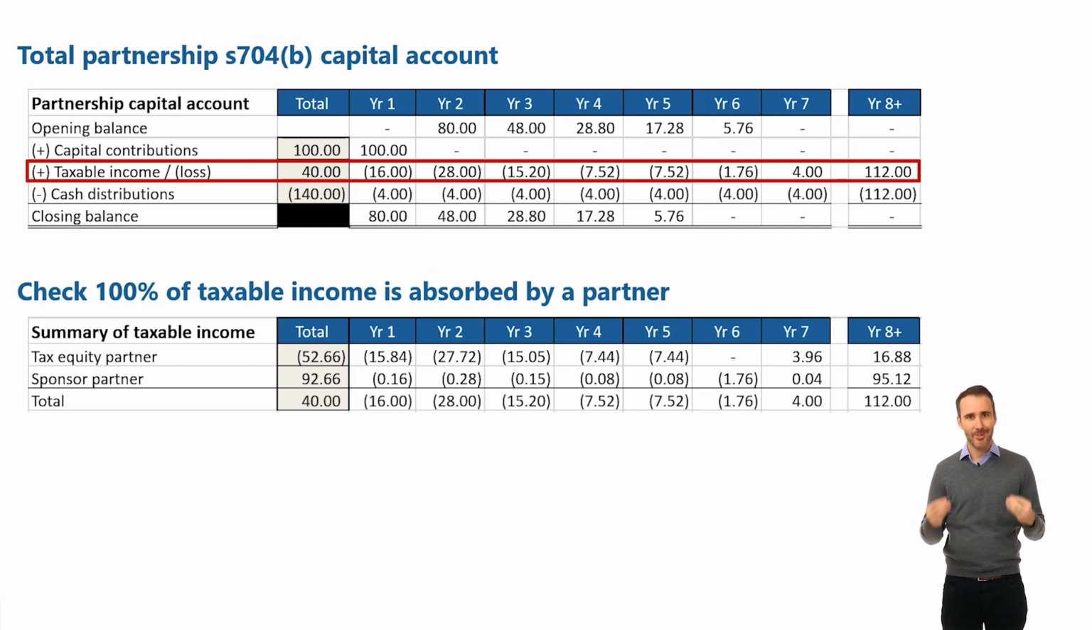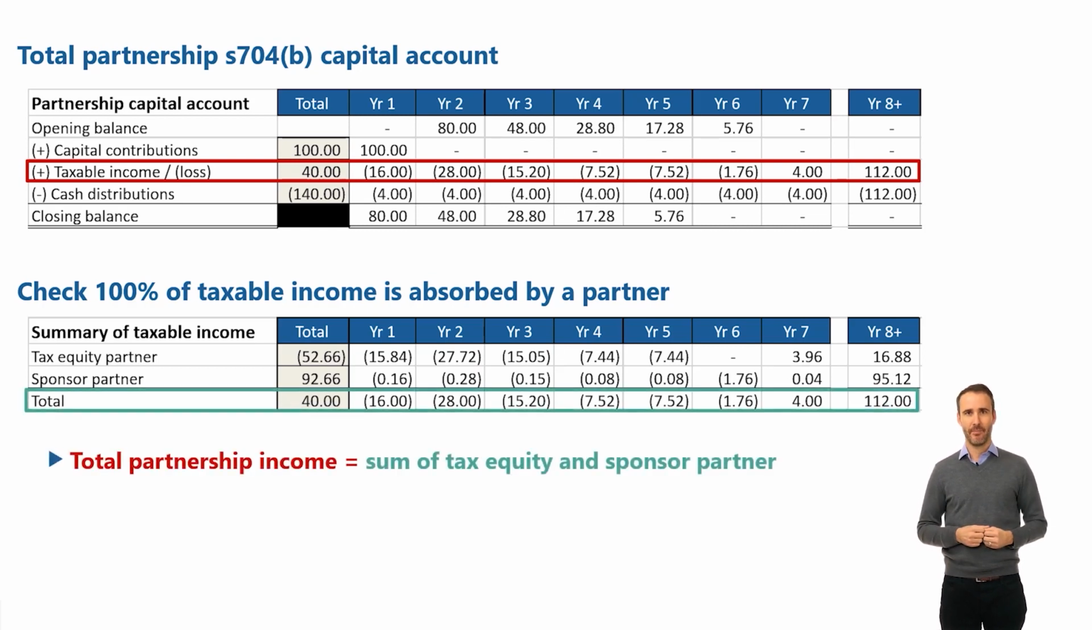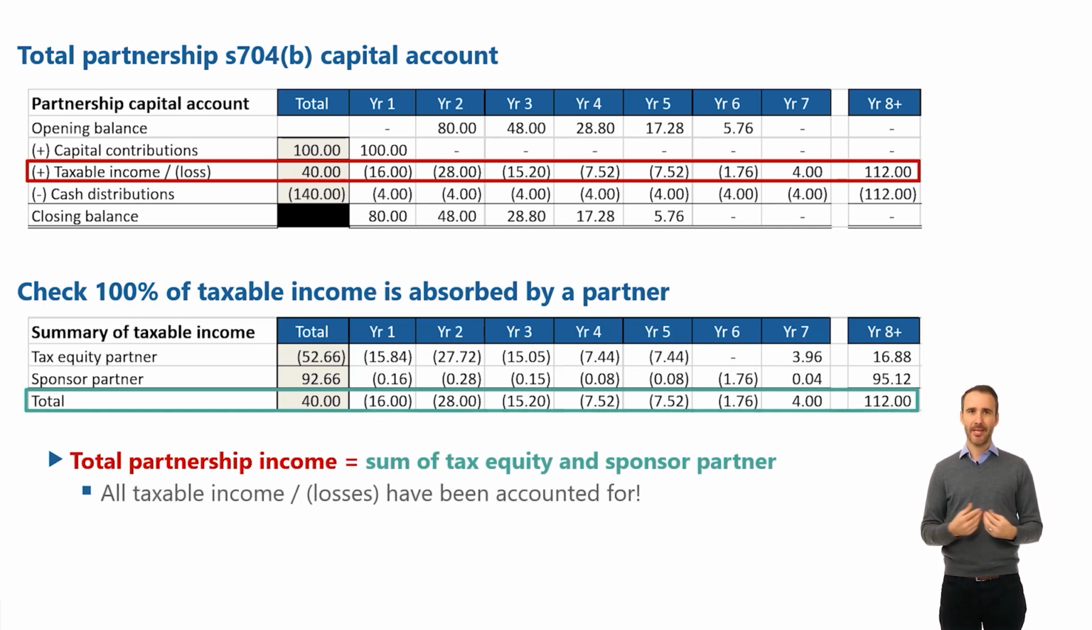It's the same as the total partnership's taxable income. This means we've allocated all of the taxable income and losses across the partnership, and we're satisfying the rule David mentioned. And finally, note that the tax credit has not been included. The purpose of the Section 704B capital accounts is to determine reallocations and taxable income for both the sponsor partner and the tax equity partner.